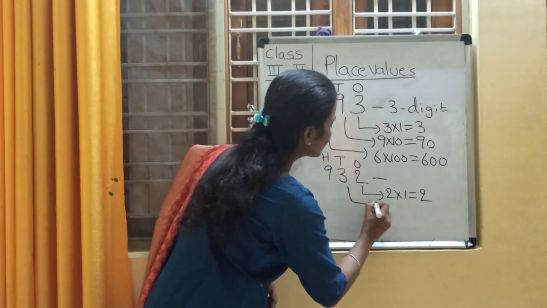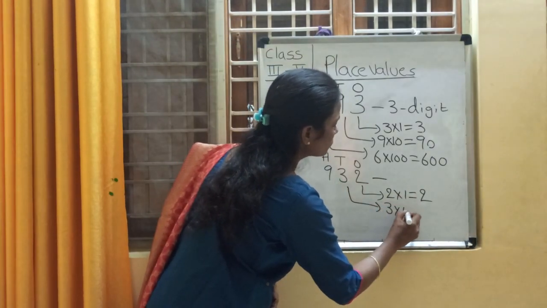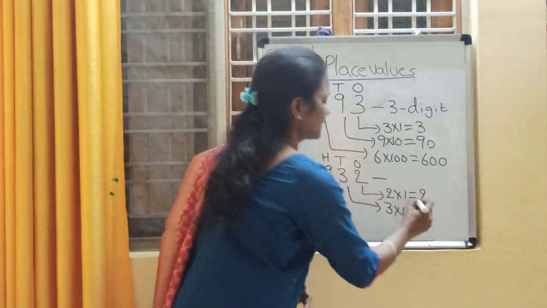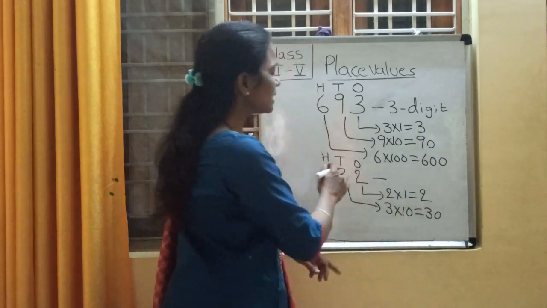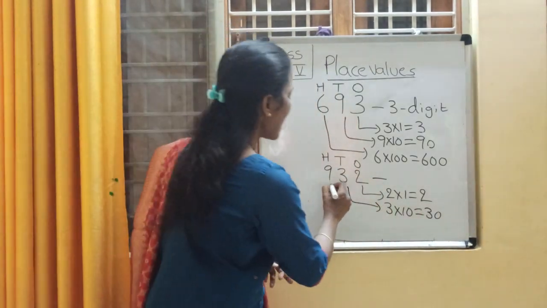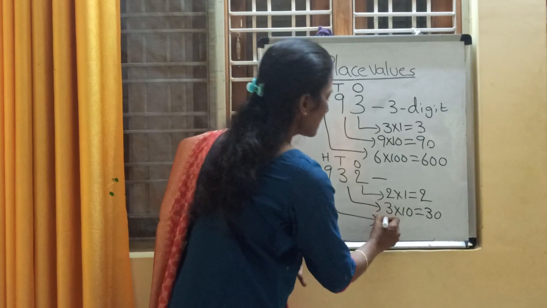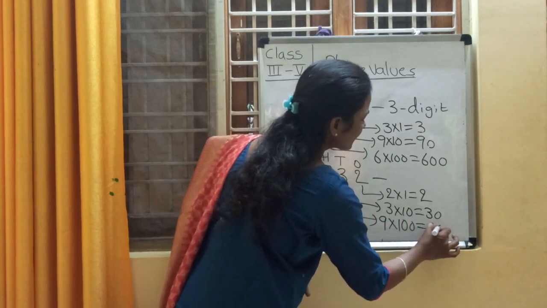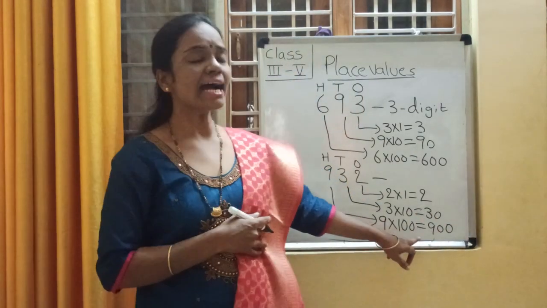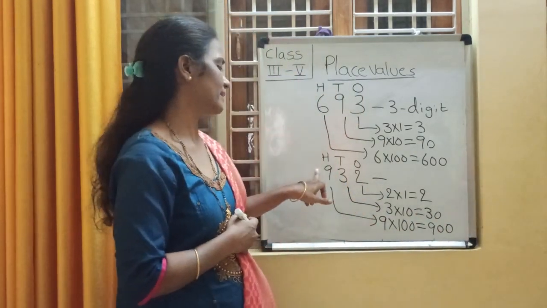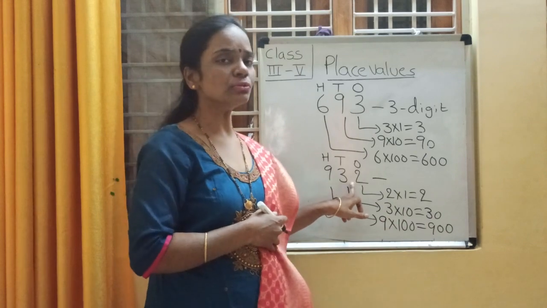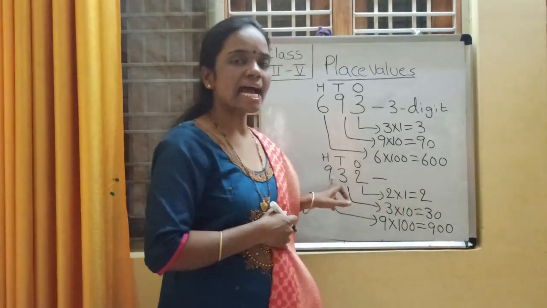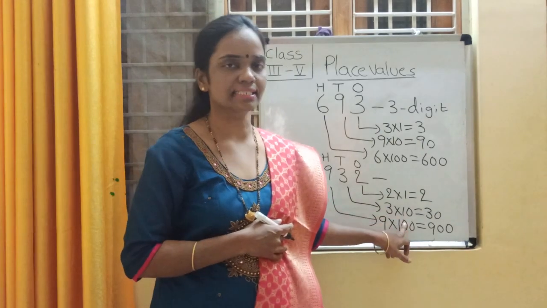As 3 is in 10's place, 3's place value is 3 into 10. 3 10s are 30. 30 is the place value of 3. As 9 is in 100's place, 9's place value is 9 into 100, 900. 900 is the place value of 9. What is the place value of 2? 2's place value is 2. 3's place value is 30. 9's place value is 900.